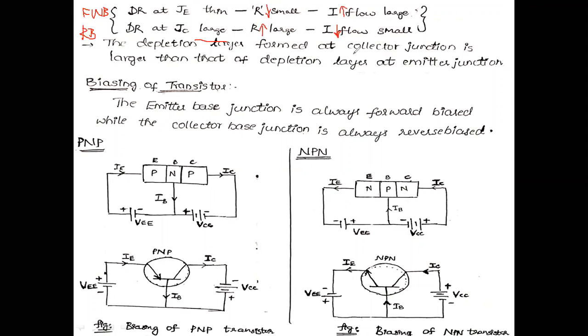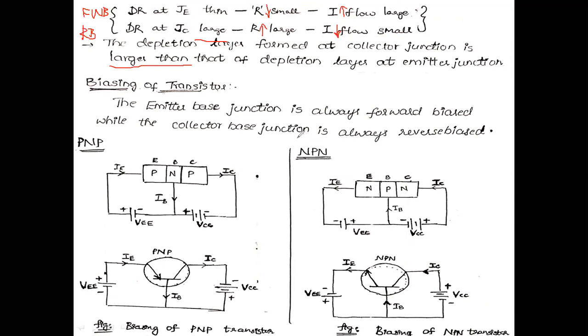The depletion layer formed at the collector junction is larger than the depletion layer formed at the emitter junction. The same point is repeated twice here. The meaning of this point is that the depletion layer of the collector junction is larger than that of the depletion layer at the emitter junction. Okay. This is regarding the layered diagram.